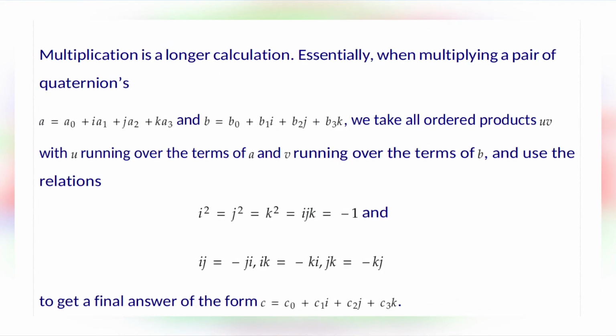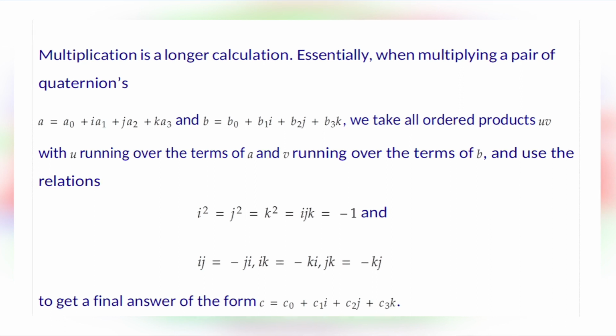Multiplication is a longer calculation. Essentially, when multiplying a pair of quaternions, A is equal to A0 plus iA1 plus jA2 plus kA3 and B is equal to B0 plus B1i plus B2j plus B3k, we take all ordered products UV with U running over the terms of A and V running over the terms of B, and use the relations i square is equal to j square is equal to k square is equal to ijk is equal to minus 1 and ij is equal to minus ji, ik is equal to minus ki, jk is equal to minus kj.